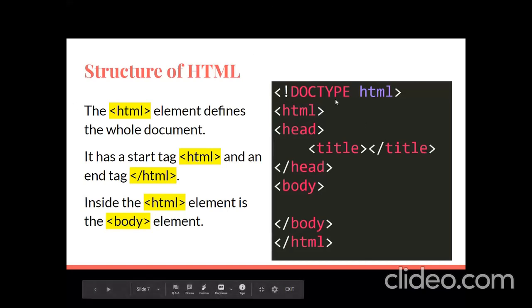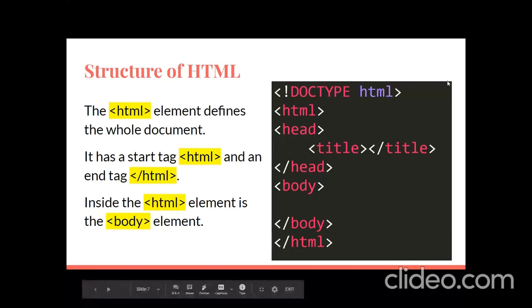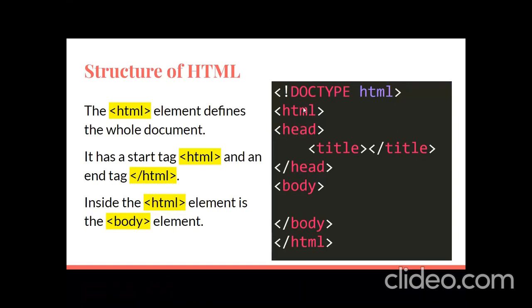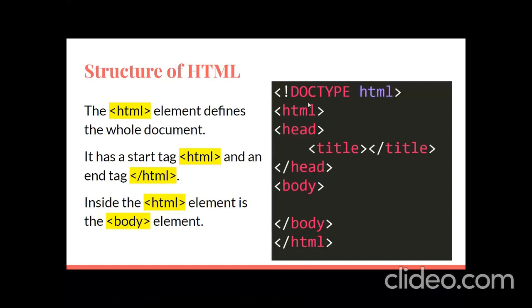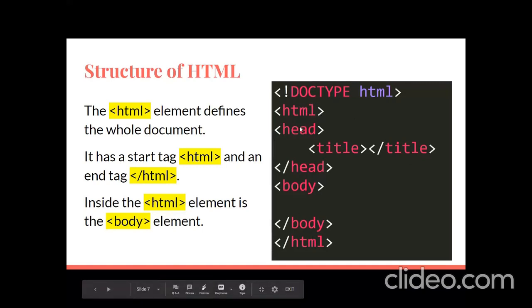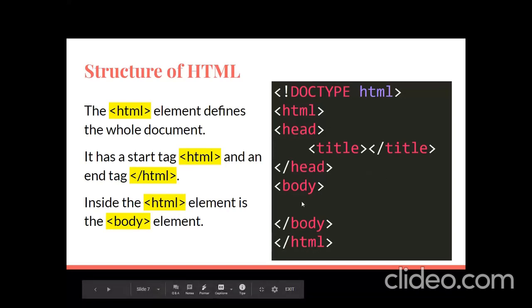Now let's see what this doctype HTML is. This doctype HTML tells the web page that this is an HTML5 document. That's it. Then we'll see the HTML tag. We have given here that the HTML element defines the whole document. These two tags, the opening tag and the closing HTML tag, define the whole document. Between this HTML element, we can have lots and lots of elements that come under this HTML document. You can have a head section and a body section. These two are other important sections.